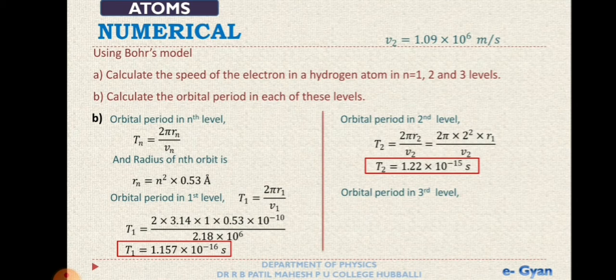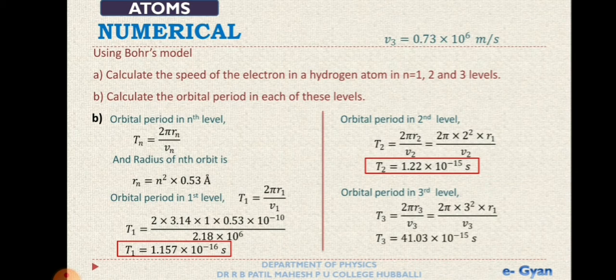Finally, the orbital period in the third level of a hydrogen atom is T3 equal to 2 pi R3 by V3. On substitution of the respective values of R3 and V3, we get T3 equal to 41.03 into 10 raised to minus 15 seconds. So these are the three values of orbital period in the levels 1, 2 and 3 respectively. Let's move on to the next.